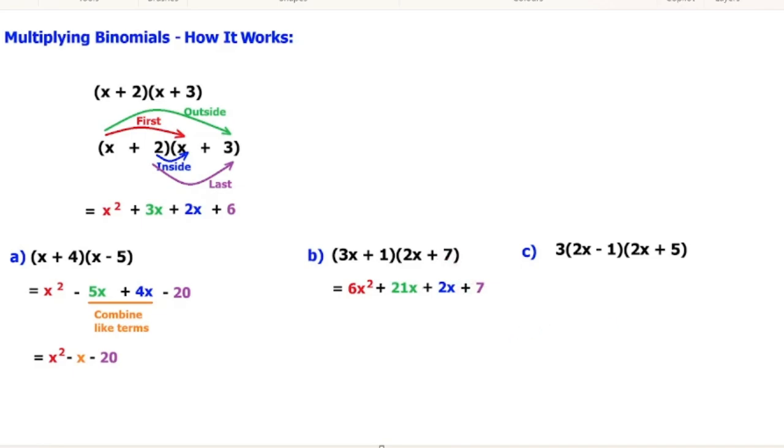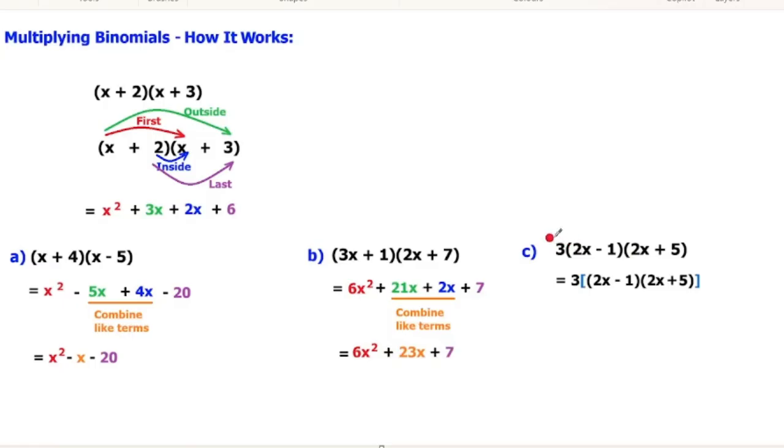Okay, so now we can combine our like terms here. 21x plus 2x equals 23x. So our final equation is 6x squared plus 23x plus 7. Now let's move to our final one.